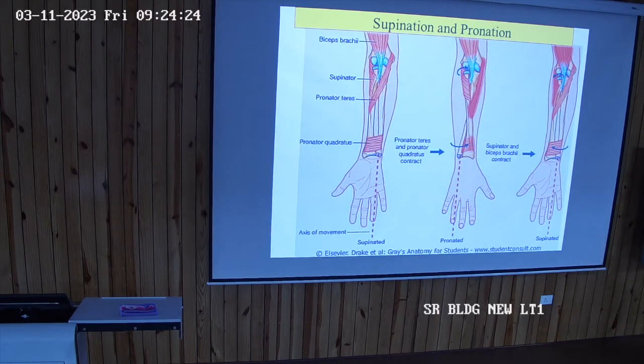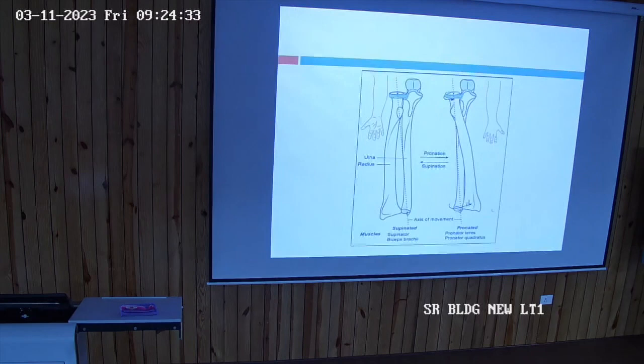So this rotation is taking place around a vertical axis. It is a uniaxial movement. This vertical axis passes through the center of the head of the radius. So the vertical axis along which the supination pronation takes place passes through the center of the radius above and through the styloid process of the ulna downwards.